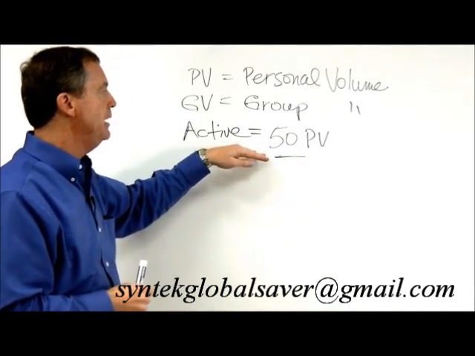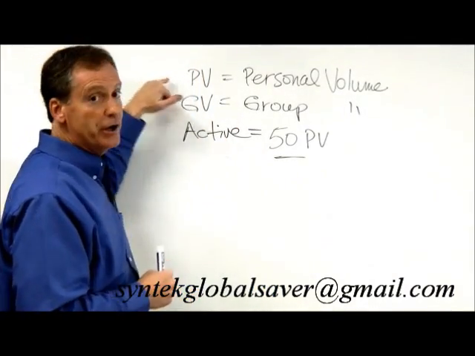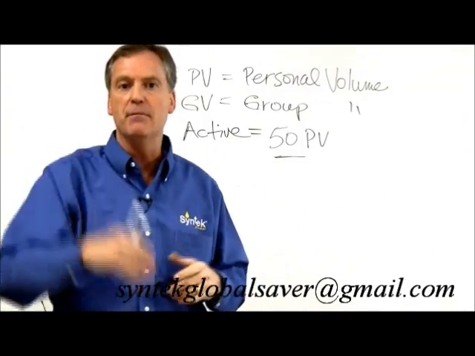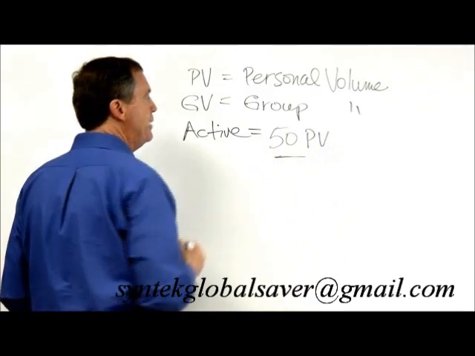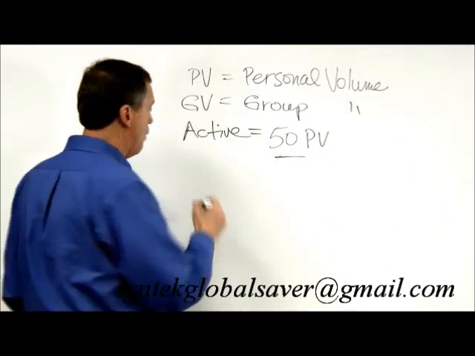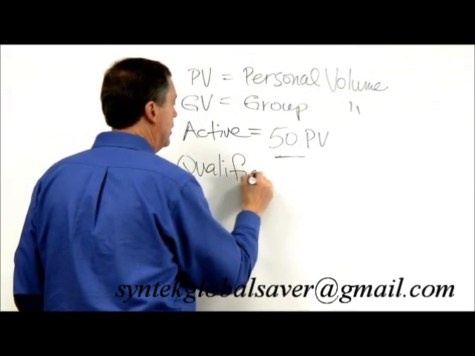That's why there has to be personal purchases each month, or PV generated each month, so that we can legally give you a commission check. Okay? That's the minimum PV in order to be qualified to receive what we call team commissions, and we'll go over that. The other important term we want to talk about is qualified.